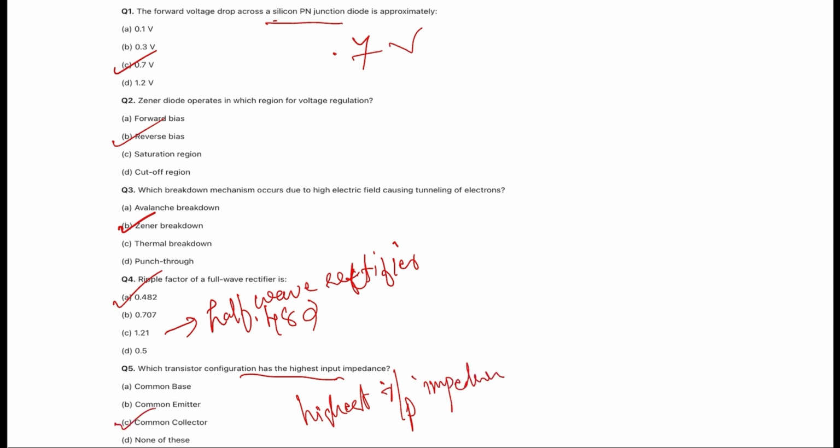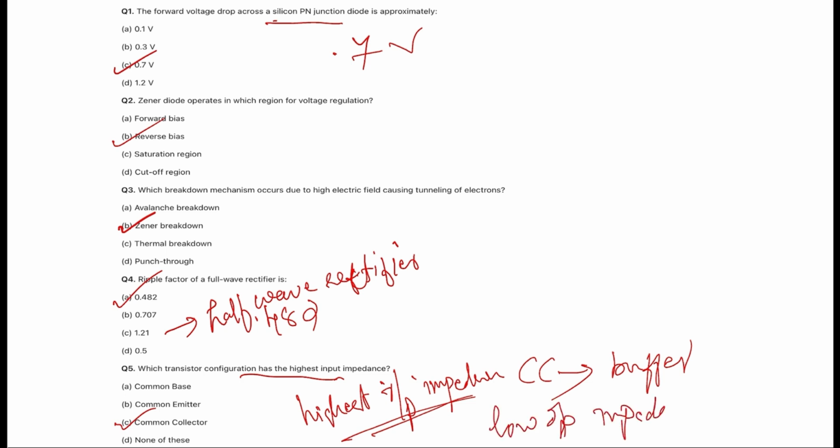Common collector configuration. CC is the common collector configuration. It is used as a buffer. Okay, it is having high input impedance and low output impedance for common collector configuration. So the answer is common collector, that is option C.